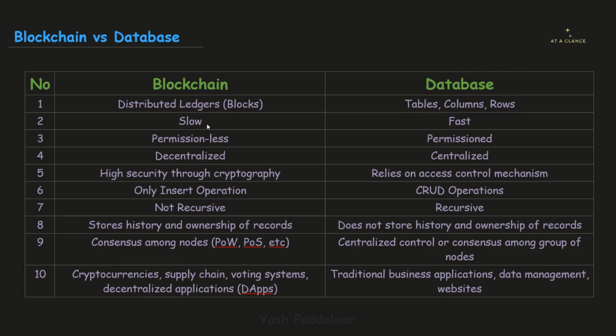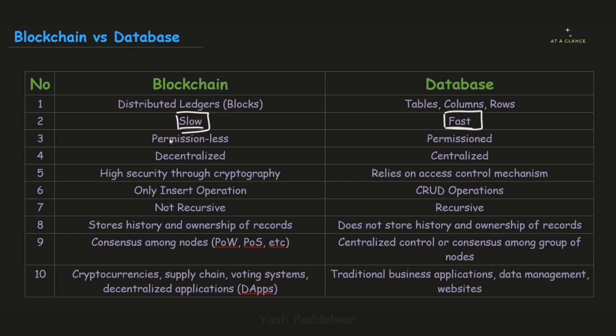Now the next difference is that blockchain is slow and database is fast. This is because blockchain uses a consensus mechanism, which is why it is slow, because a lot of computational power as well as resources are needed to find out the golden nonce, because of which the block will be added to the network, and the process is a lengthy one. That is why it is slow in nature, whereas in a database it is fast. All the operations that we perform inside a database are done in milliseconds. So it is comparatively much faster than blockchain.